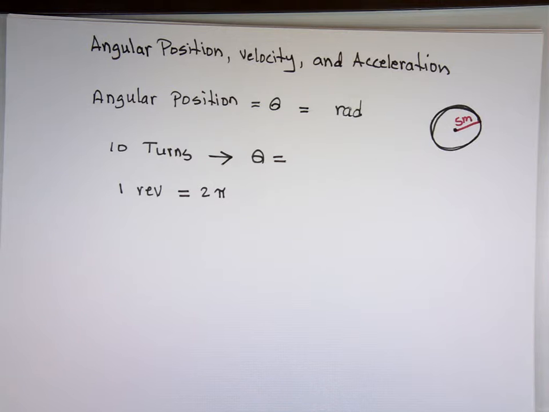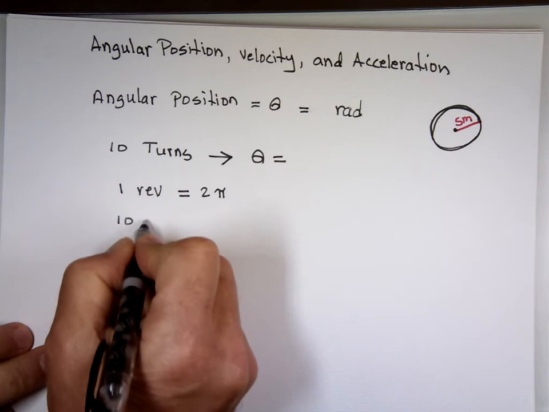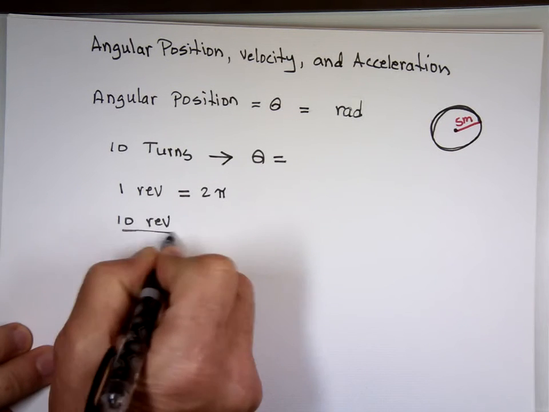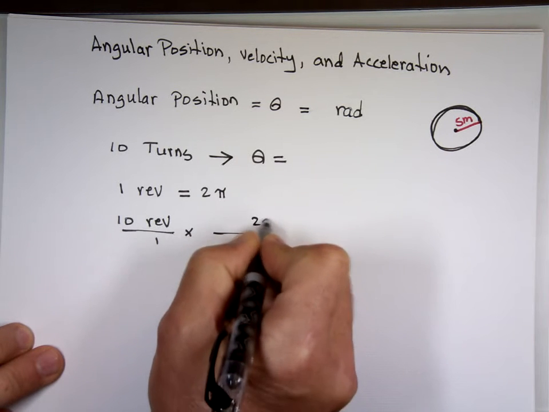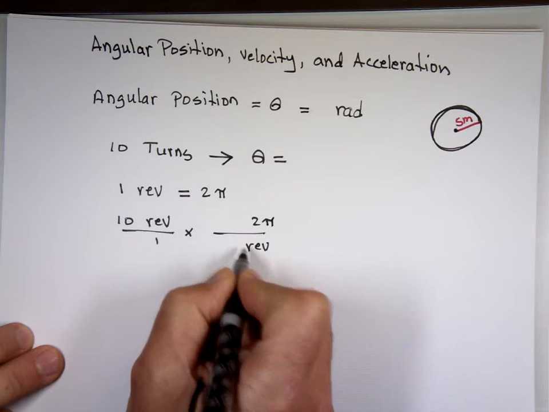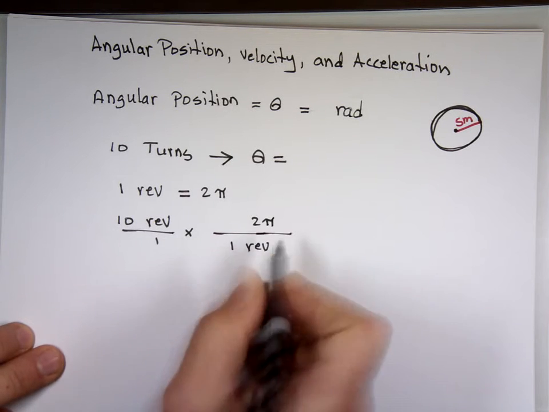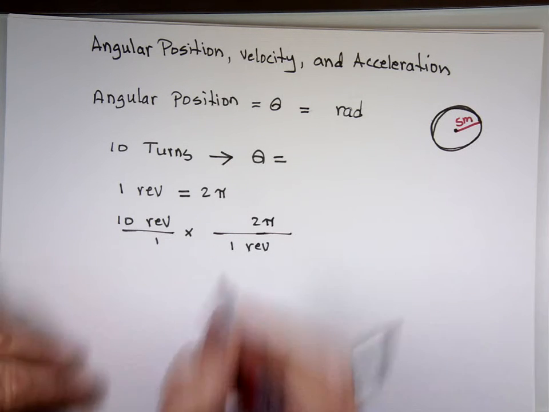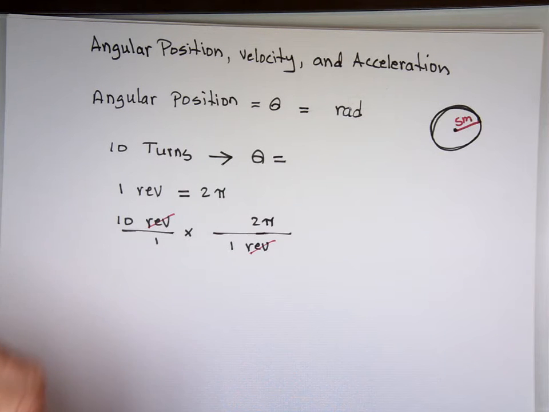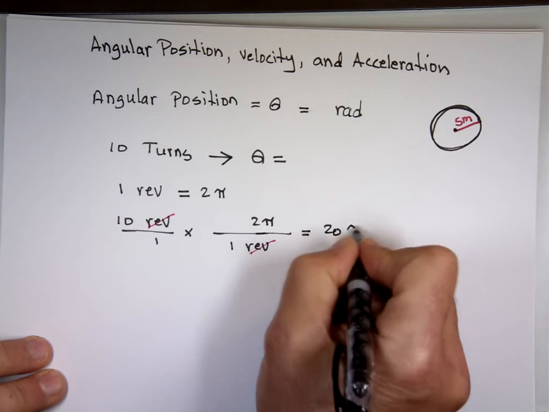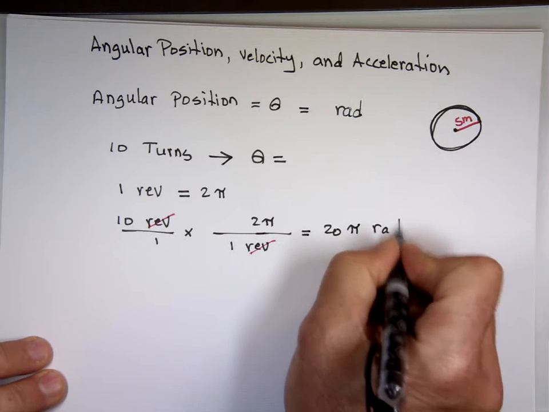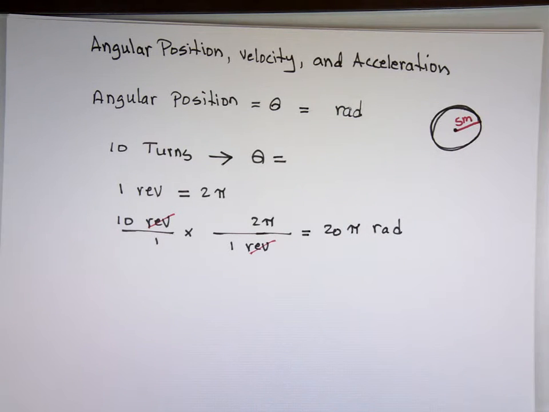So if you do 10 turns, then how far do you travel? 10 revolutions will be what? Each revolution equals what? 2 pi. So 1 revolution is 2 pi here. And if you cross the revs here, you travel how far? 20 pi radians. That's how far you went.